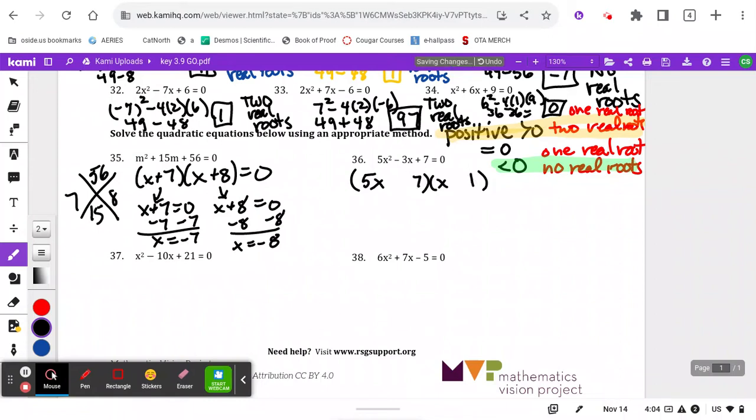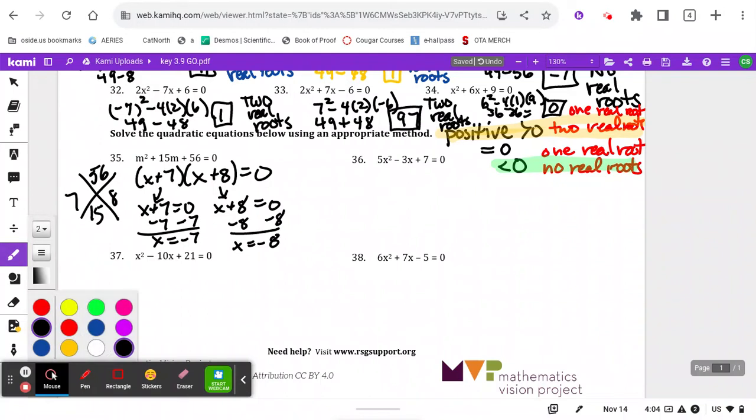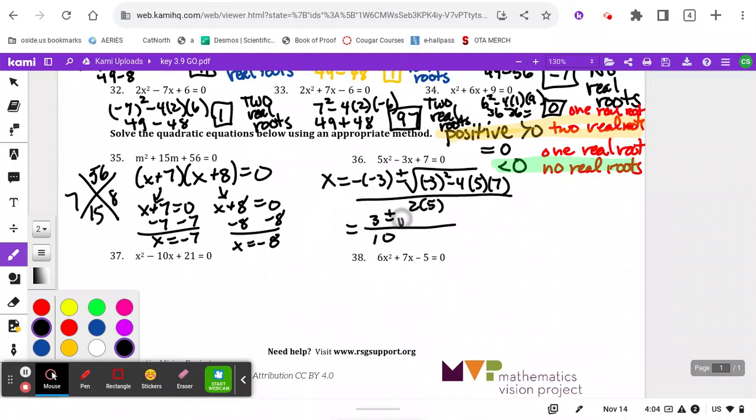So 7 minus 5 is 2. Let's try switching this around. 35 minus 1. This is not looking factorable. So I'm going formula right now. By the way, how do I know that I'm doing the full thing here instead of just stopping at the discriminant? It's asking for us to solve. So 9 minus 20 times 7, 140.